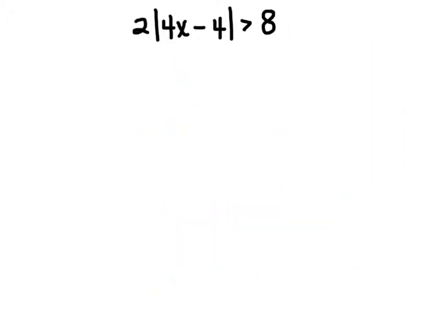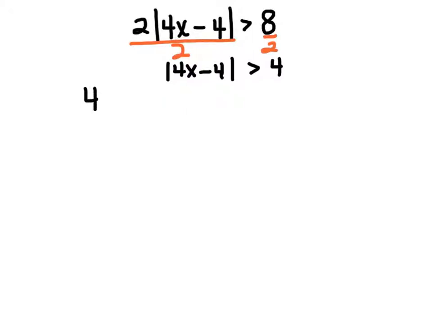Let's look at example 2 from that worksheet. Well, the first thing I have to do is get these absolute value bars by themselves. Nothing can be on this side with them, and I have this too. If I were to read this mathematically, this would say 2 times the absolute value of 4x minus 4 is greater than 8. So this is 2 times this. In order to get rid of it, I'm just going to divide by 2. And I get the absolute value of 4x minus 4 is greater than 4. That's a lot of 4's.